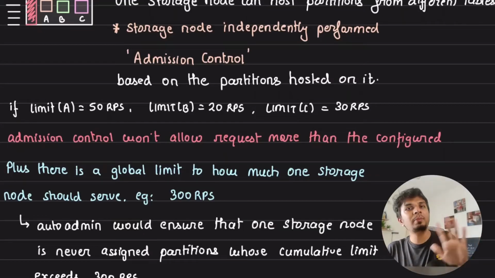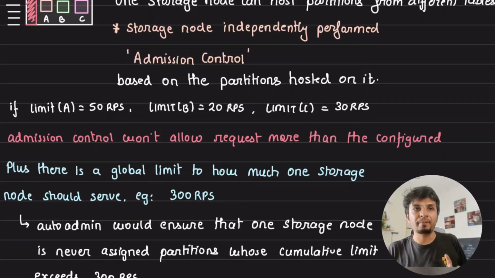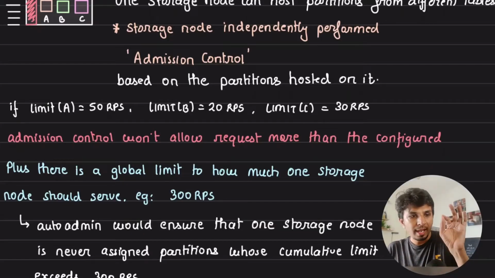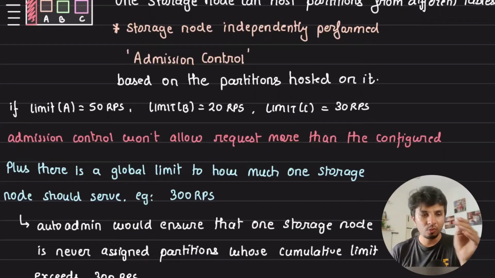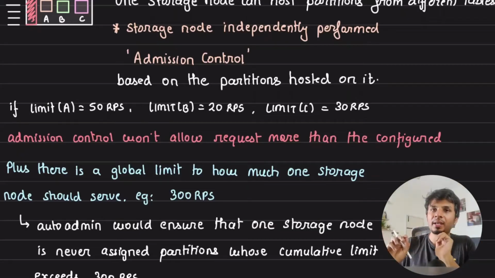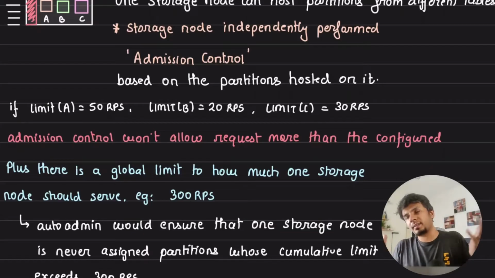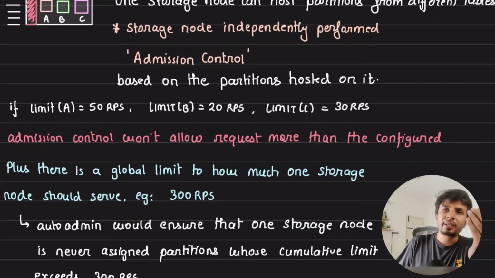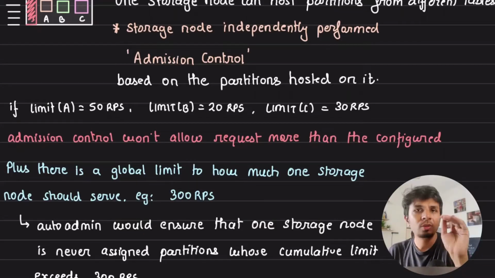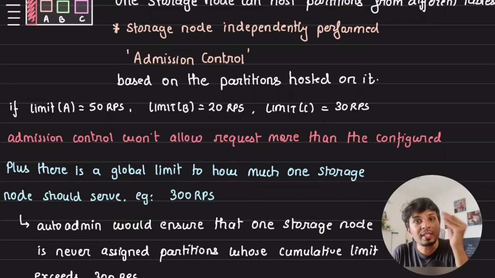So which is why rate limiting is really essential. But remember, every single thing in the world has a limit. Even a storage node, one physical storage node, has a limit. Let me take another analogy. Let's say one EC2 instance you have can handle only 10,000 requests per second. Only 10,000 requests per second. That's a physical limit of it.